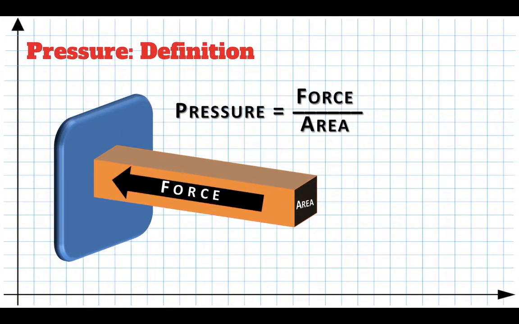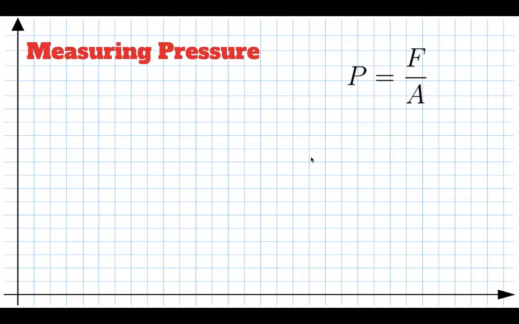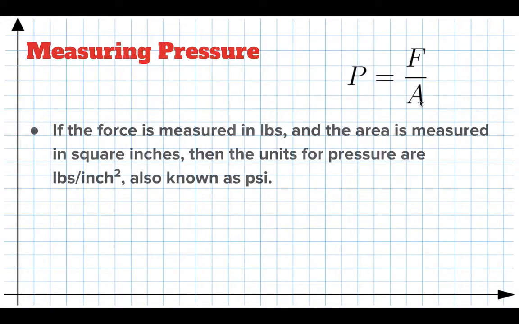So we define pressure as the ratio of force to area. If you can find the force that's being applied and you divide it by the area over which it is applied, we get pressure. So symbolically, we can write pressure P equals F over A. If you measure the force in pounds and the area in square inches, then the common unit for pressure is a pound per square inch, which is known as a PSI.